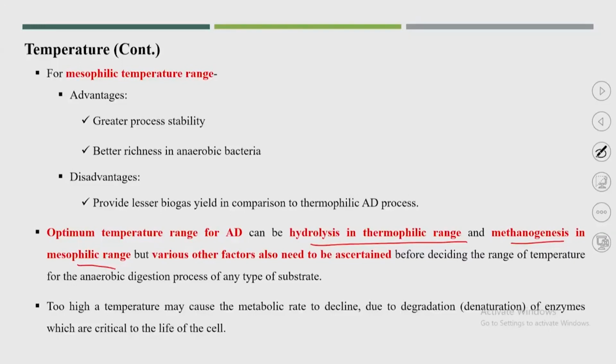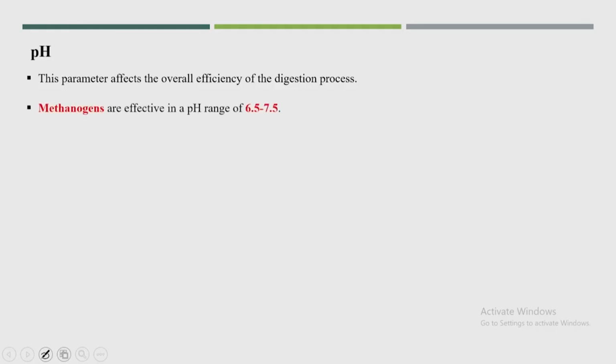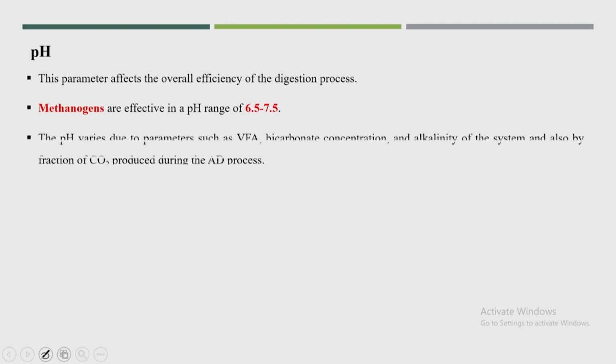Too high a temperature may cause the metabolic rate to decline due to degradation of enzymes which are critical to the life of the cell. Now, the next parameter is pH. This parameter affects the overall efficiency of the digestion process. As I was telling, methanogens are very effective at a range of 6.5 to 7.5, meaning neutral pH. The pH varies due to parameters such as VFA, carbonate concentration and alkalinity of the system, and also the fraction of CO2 produced during the anaerobic digestion process.